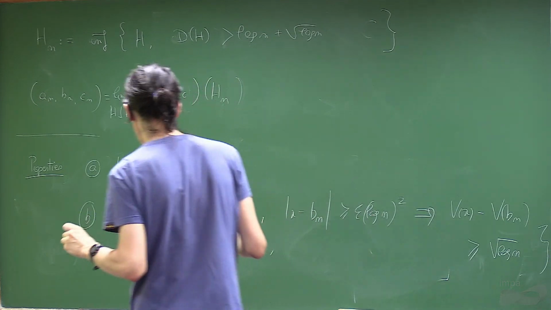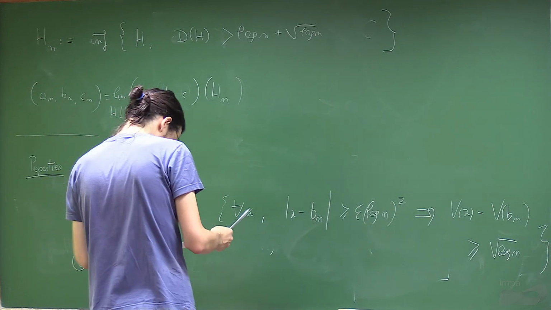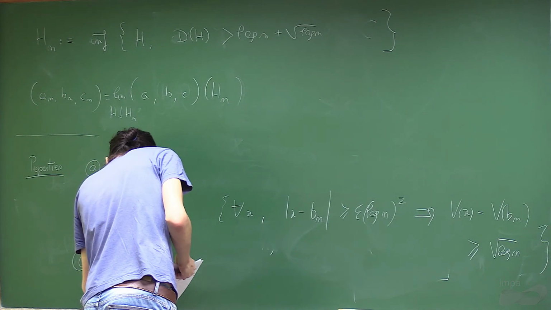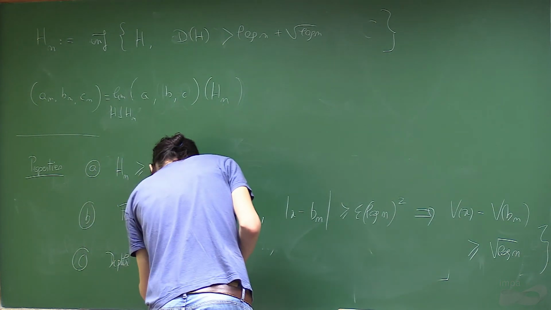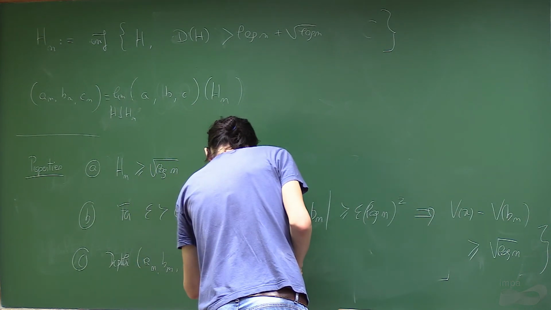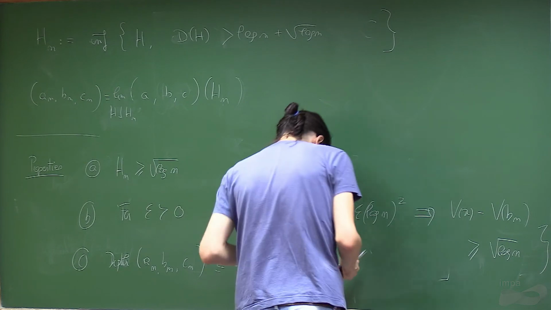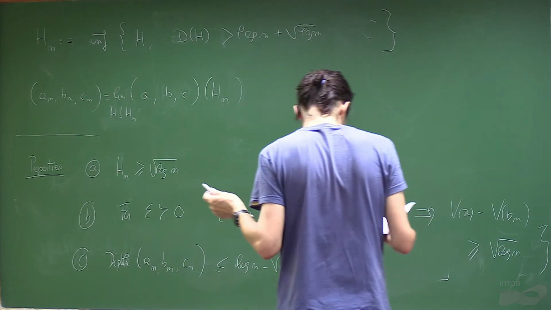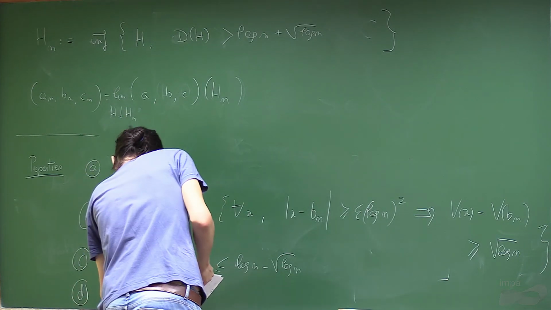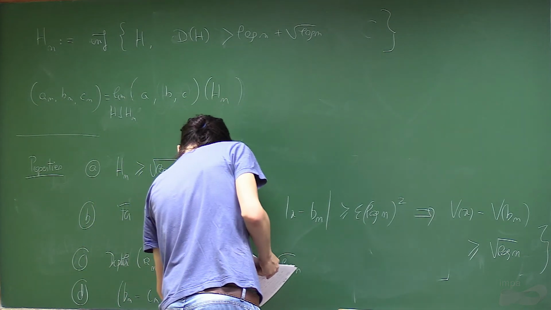Well, the third thing I want is that the depth of a_n, b_n, c_n is smaller than log n minus square root of log n. And the last thing I want is b_n minus c_n is smaller than log n to the 3.